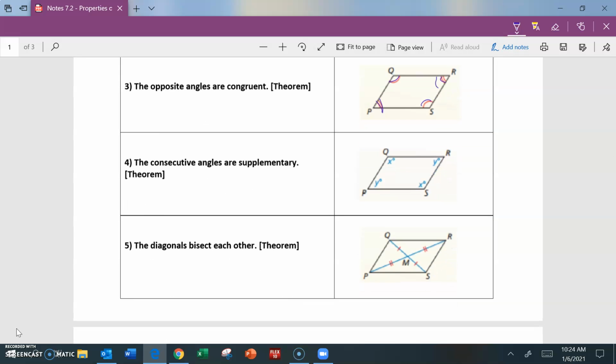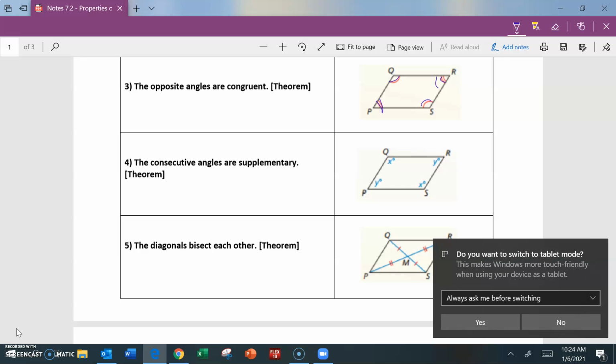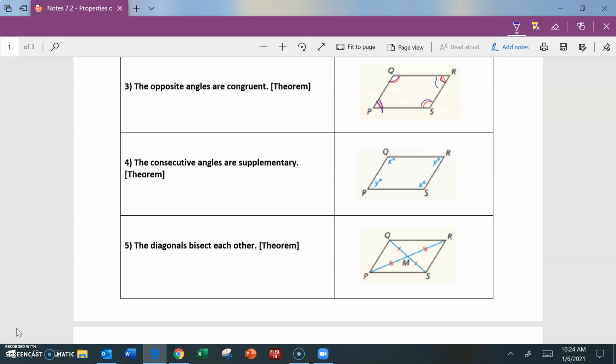And then for number 4, you might want to write this down. Most of you should remember what supplementary means. I don't really want to mark anything. We know that the opposite angles already from number 3, X and X. But the whole idea here is that if you add angle X and angle Y, it's always going to equal 180 degrees. So these two angles equal 180, these two angles, and those are consecutive. Remember, consecutive means right in a row.